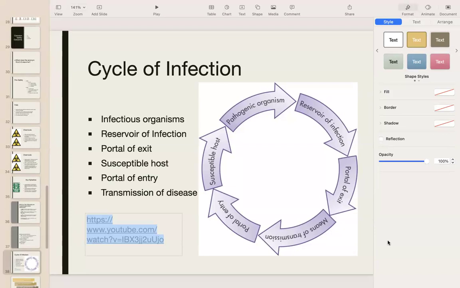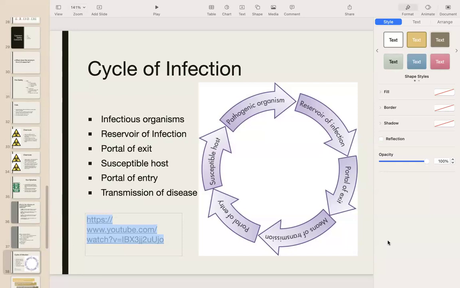Then we have the portal of exit. This is how the pathogen leaves the reservoir, such as through the mouth, cuts in the skin, or during diapering or toileting. The mode of transmission is how the pathogen spreads, such as through contact, droplet, or other potentially infectious material. Then you have the portal of entry.